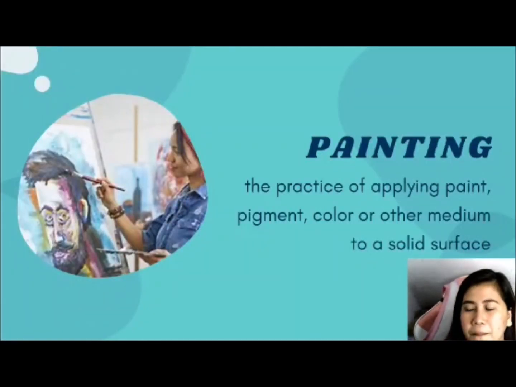Painting is the practice of applying paint, pigment, color, or other medium to a solid surface. Usually, painting is done with a brush, but a painter can use any medium. It can be a sponge, airbrush, or even bare hands. It depends on the artist.